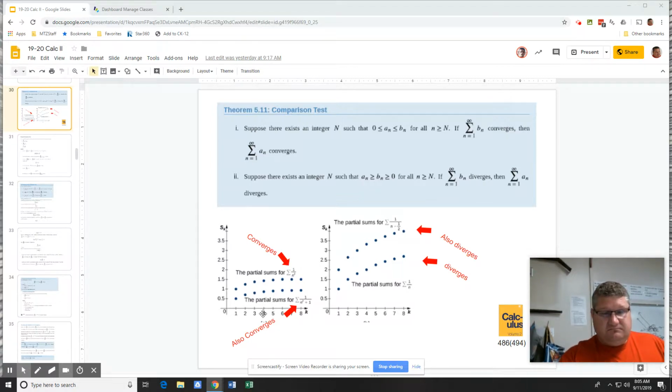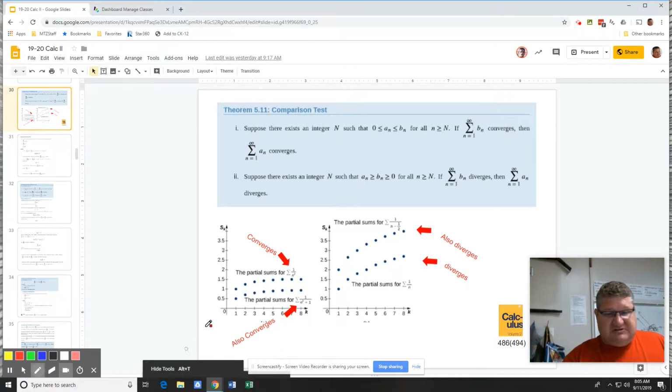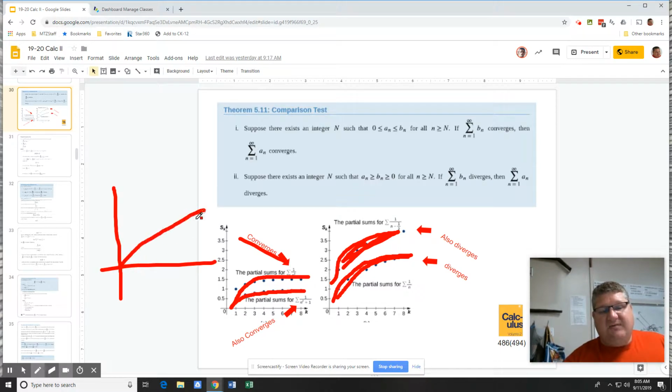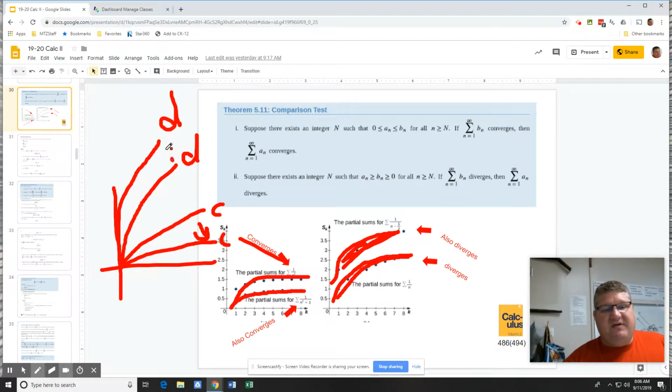So for example, if this is our actual series right here, but we can find another series that's above it that converges, then that means the one that's below the converger must converge. Likewise, if I have a series right here that's ours, and it's above one that diverges, then clearly it's going to have to diverge. So if I put them all on one graph, anything that converges below it will converge. If I have something that diverges, anything above it is going to diverge.